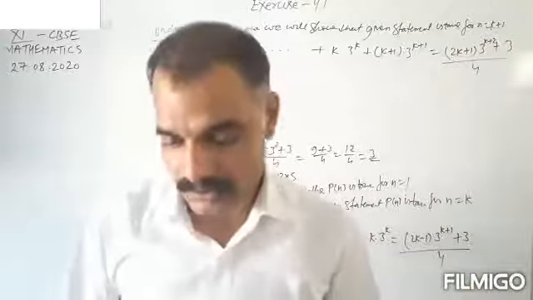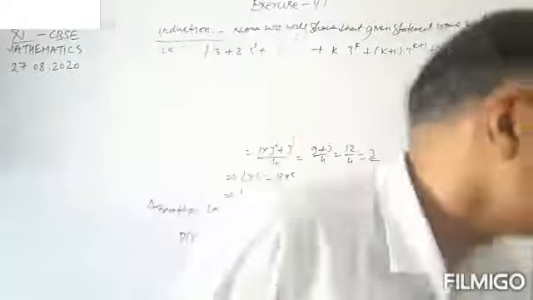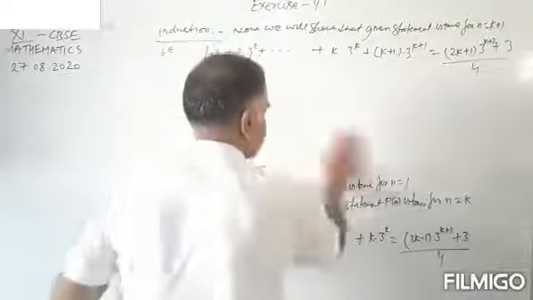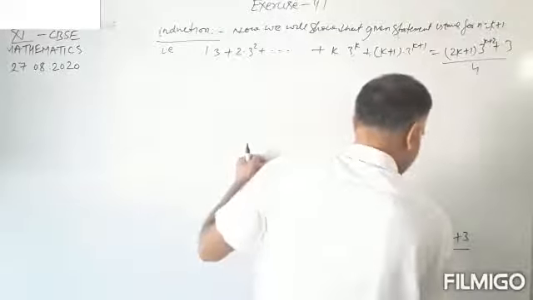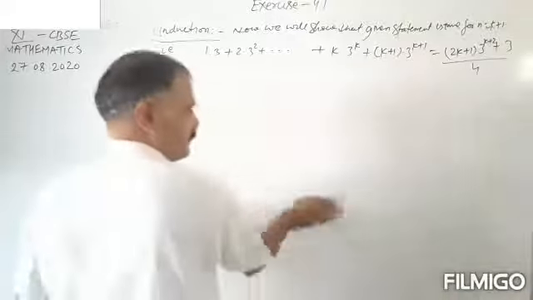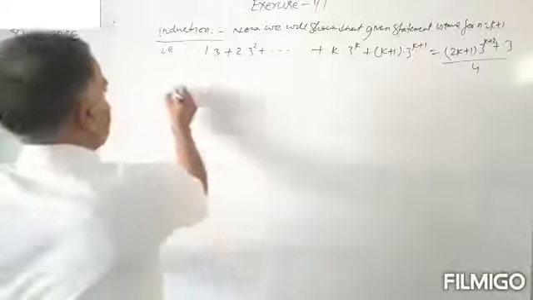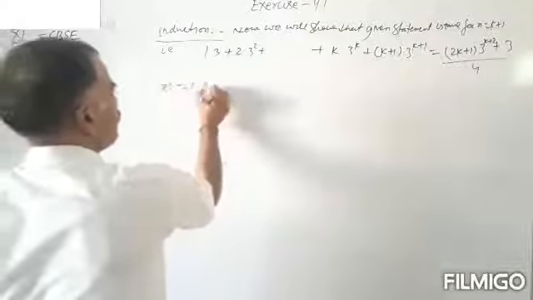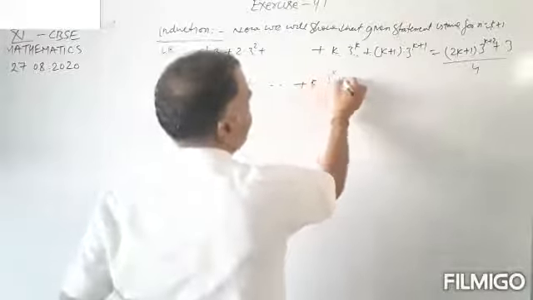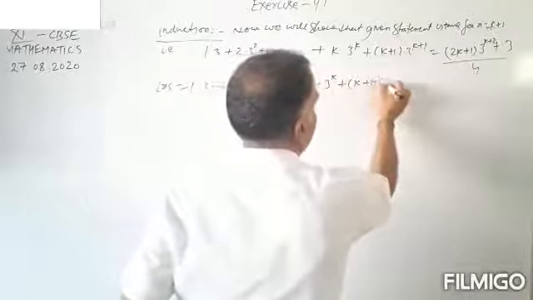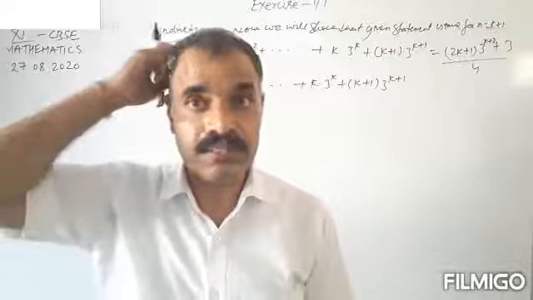So start with left hand side. Left hand side is this. Left hand side is equals to 1 multiply 3, 2 multiply 3 square plus and so on plus k multiply 3 to the power k, plus k plus 1 3 to the power k plus 1.